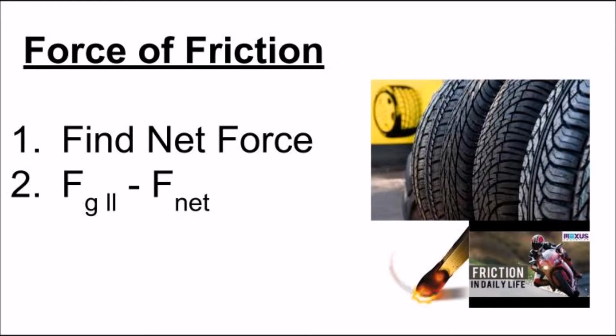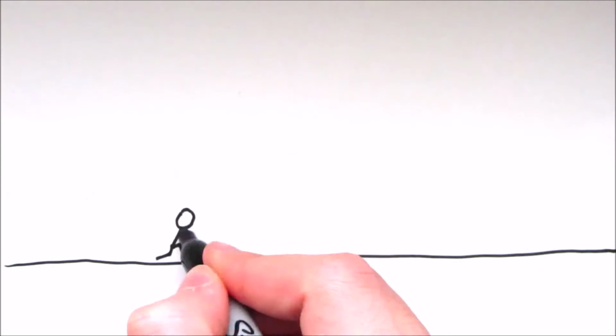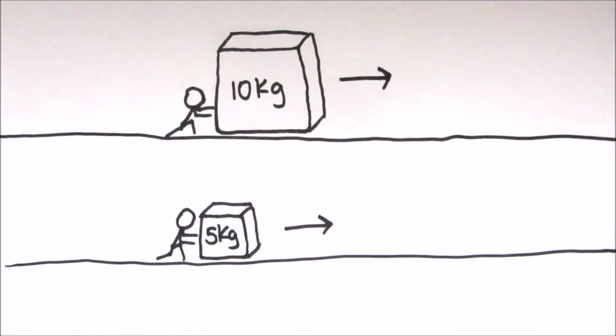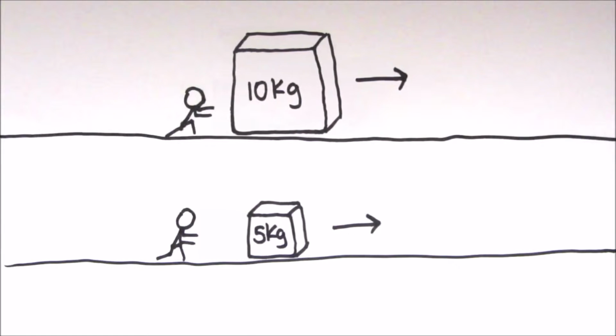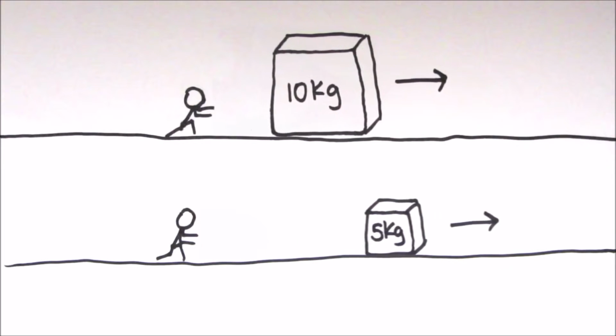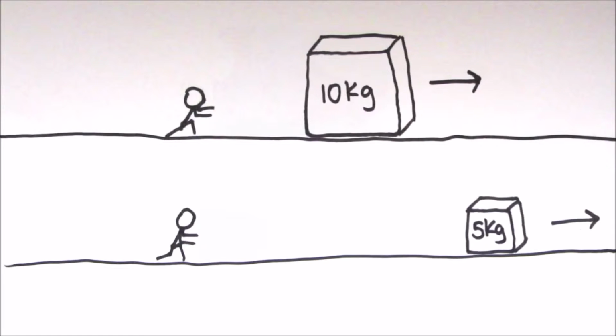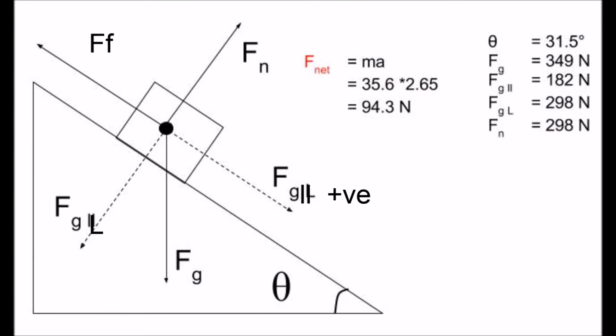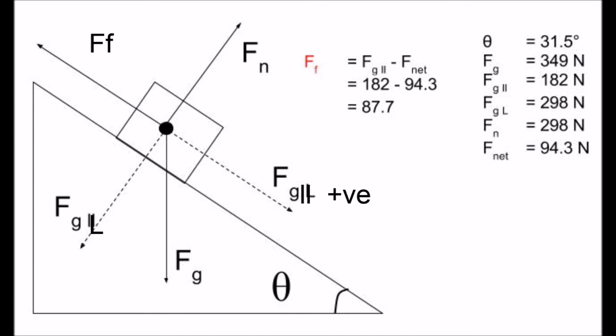We need to determine the net force and then subtract the net force from the force of gravity parallel. The net force can be determined according to Newton's second law, where the acceleration of an object is directly proportional to its mass. This law can be summed up with the equation F equals ma, giving us 94.3 newtons as our net force. Subtracting 94.3 from 182 gives us 87.7 newtons as the friction force.